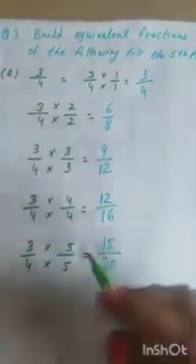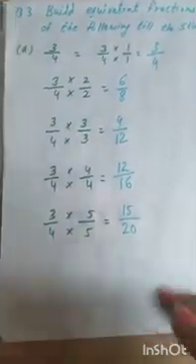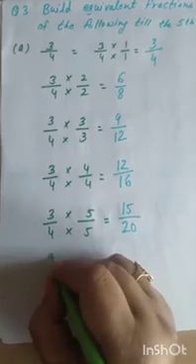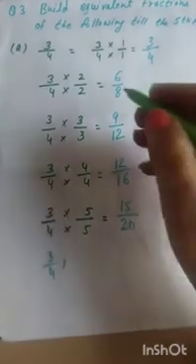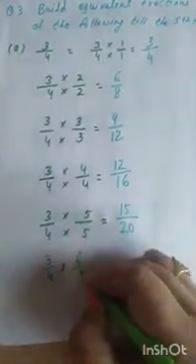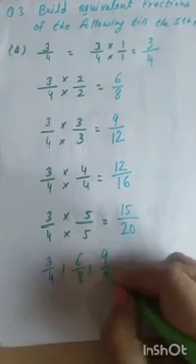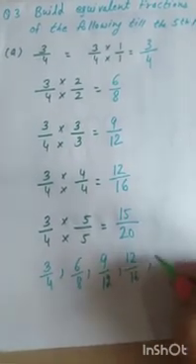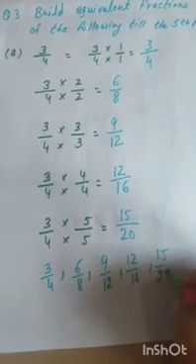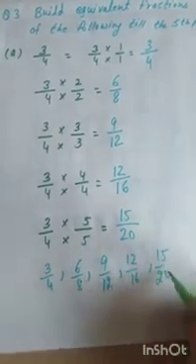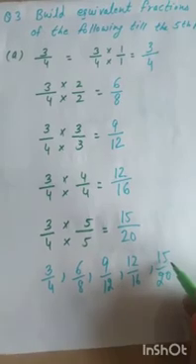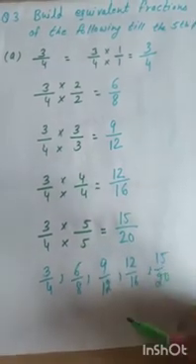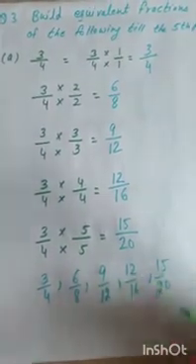Now these are all equivalent fractions. So here we will write the answer: 3 by 4, comma, 6 by 8, then 9 by 12, then 12 by 16, then 15 by 20. These are the equivalent fractions up to the 5th place. In this way, we can find equivalent fractions up to any place.